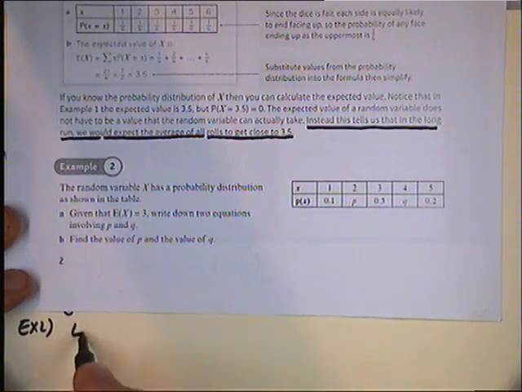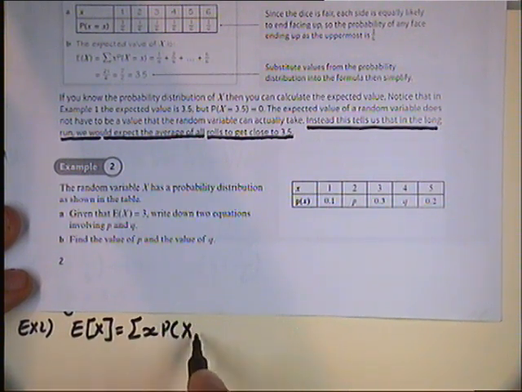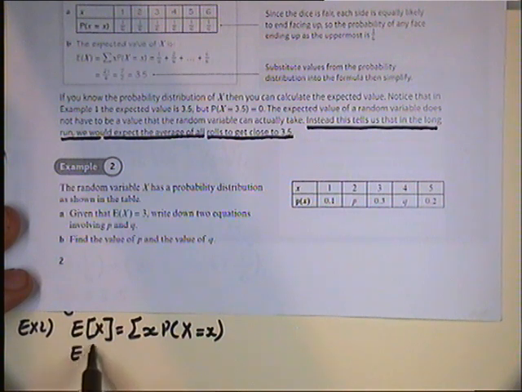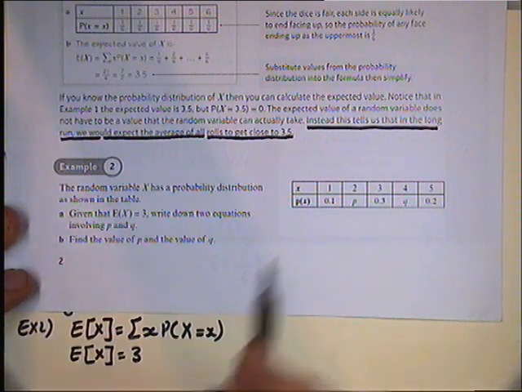So we know that E of x is equal to the sum of x times probability of random variable X equals x. Also, we know that E of x is equal to 3 in this case. So let's write down the formula.